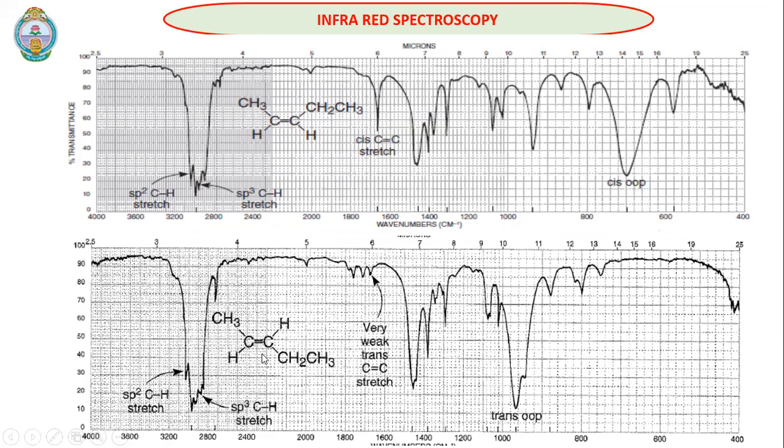In the spectrum below, it is a trans compound where we do have trans stretching, but it is very minimal. Sometimes we may not observe this intensity at all. Similarly, there is a trans OOP. The difference between cis OOP and trans OOP is that cis OOP will be observed around 700 cm⁻¹, whereas trans OOP will be observed at more than 900 cm⁻¹. In this way, we can differentiate between cis and trans compounds.